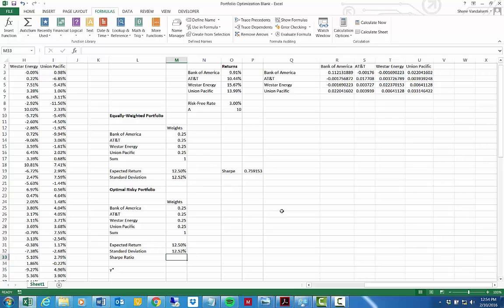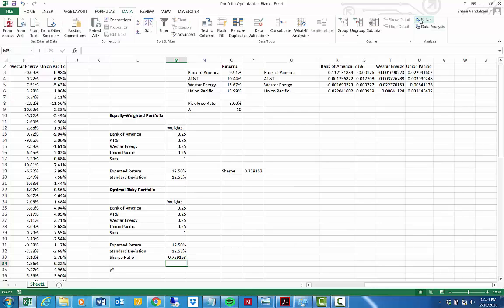Then I want to calculate my Sharpe ratio because this is how I'm going to optimize my portfolio. I'm going to maximize my Sharpe ratio. So this is equal to my expected return minus the risk-free rate divided by the standard deviation, which is equal to 0.759153, just like up here. And so now what I want to do is use Solver.